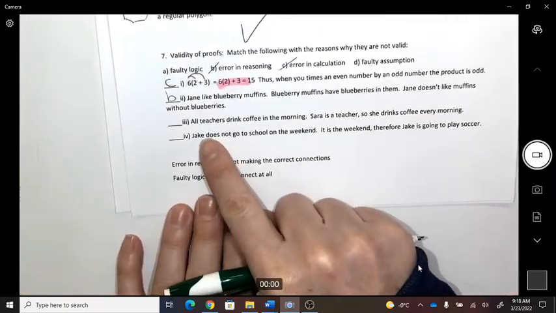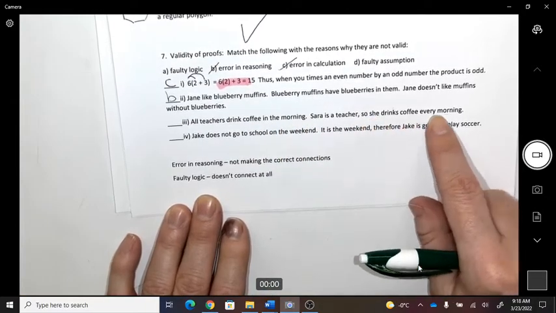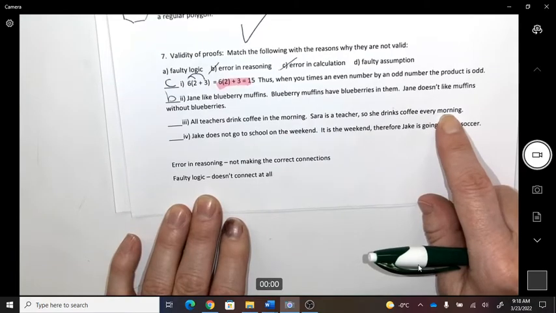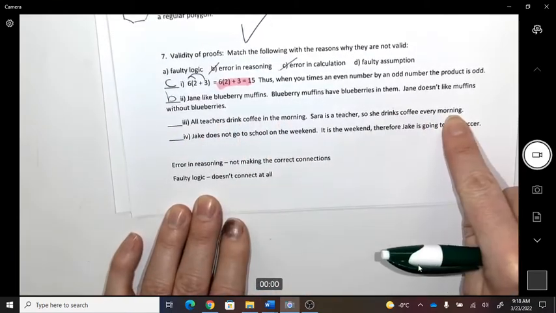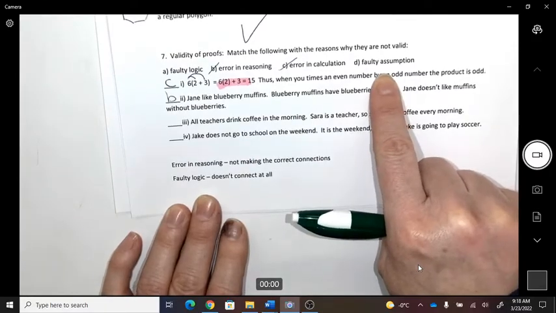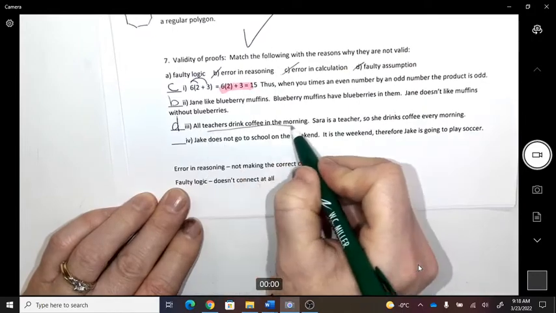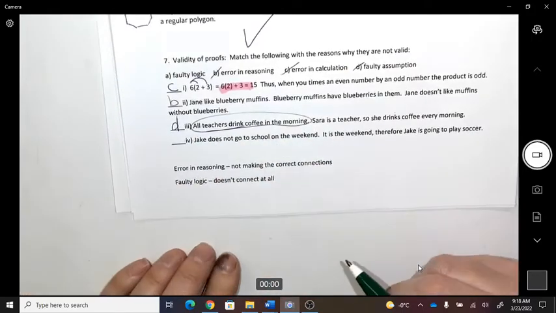Okay, all teachers drink coffee in the morning. Sarah's a teacher, so therefore she drinks coffee every morning. Okay, that's not valid. What's the reason it's not valid? Did you pick D? Faulty assumption. Do all teachers drink coffee? No.